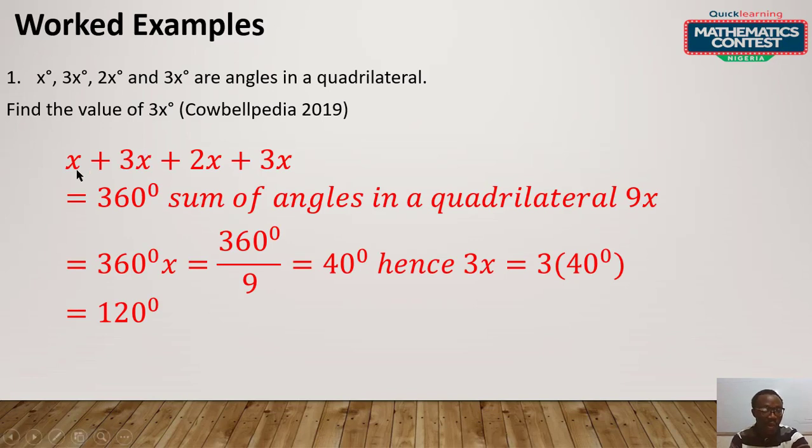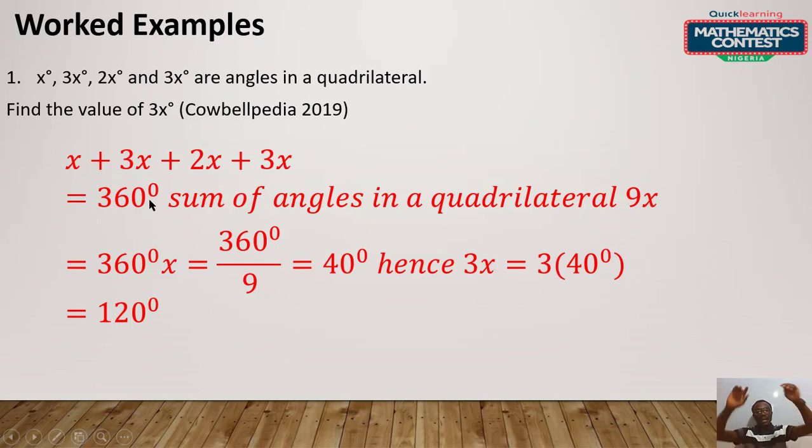So the first thing we have to do is find the value of x. To get the value of x, we add up everything. So x plus 3x plus 2x plus 3x equals 360. The reason is because the sum of angles of a quadrilateral is 360. If we add everything up, we get 9x. So 9x equals 360, so x is 360 divided by 9, which equals 40. Since x is 40 and we should find 3x, 3x will be 3 times 40, which is 120.